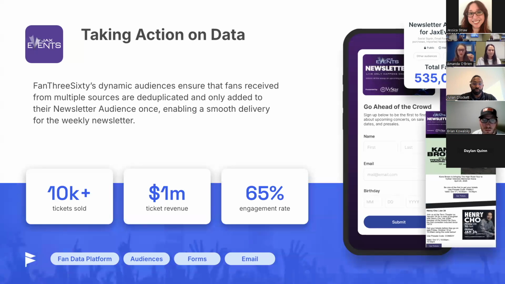So all of those records can come together into what becomes an actionable audience. And in this use case, we created a single distribution list of about 500,000 fans to drive their newsletter to. So the engagement rate for those communications went up to 65%, which is pretty impressive for a recurring newsletter. They ended up selling over 10,000 tickets and generating over $1 million in revenue from this method of outreach. And they're continuing to increase their distribution list over time.